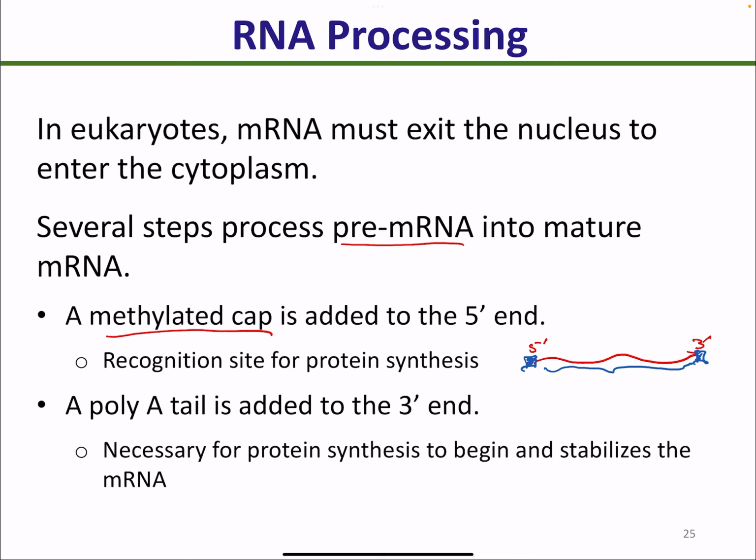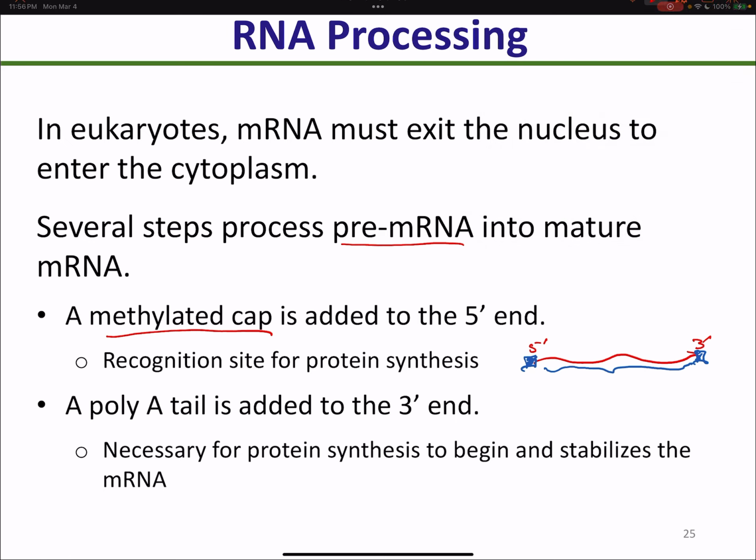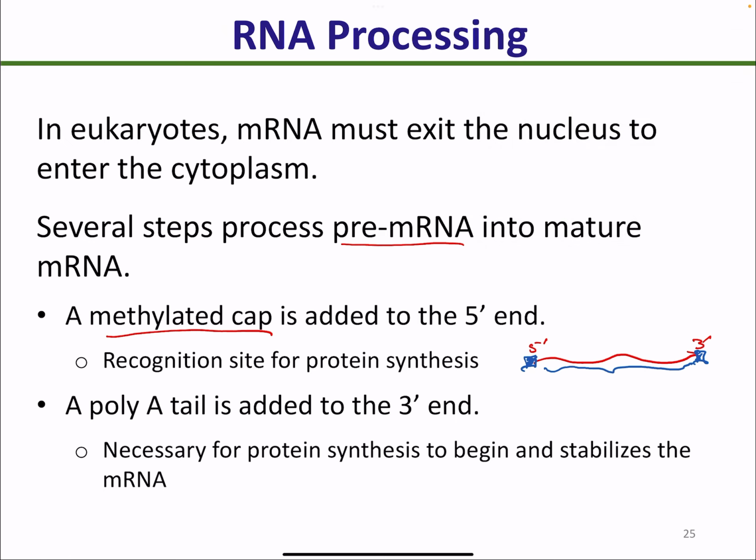So that information is not destroyed, okay? And this happens before the messenger RNA leaves the nucleus to go into the cytosol, right? Now, for this to happen, you are going to need a recognition protein that attaches to the 5 prime end, okay?